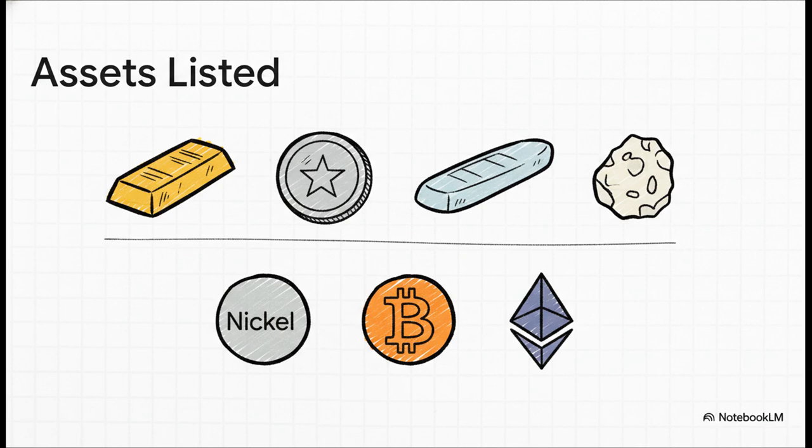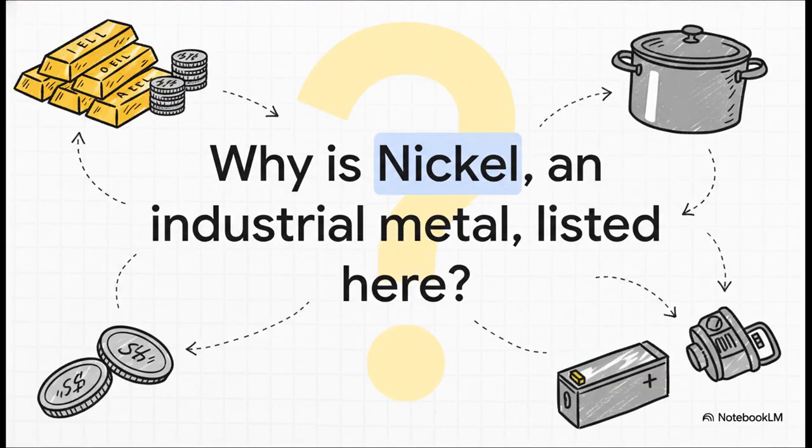But then, wait a minute. We see nickel. And we even see Bitcoin and Ethereum. What are they doing here? I mean, that's a good question, right? Gold, silver, those are classic investment metals. Nickel, though? That's an industrial metal. It's used to make stuff, like stainless steel. So why is it getting top billing on a site like this?